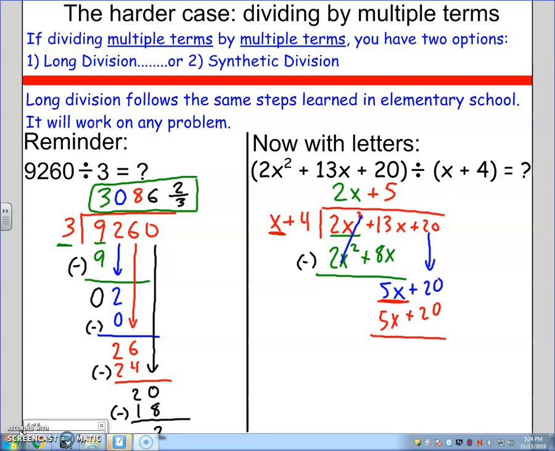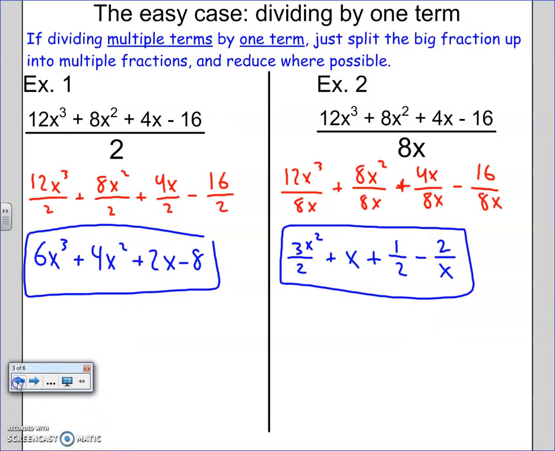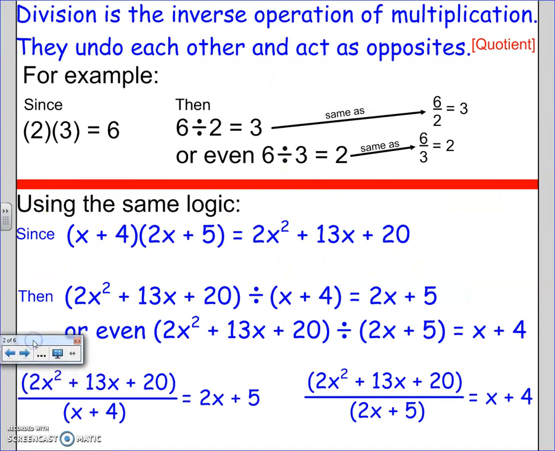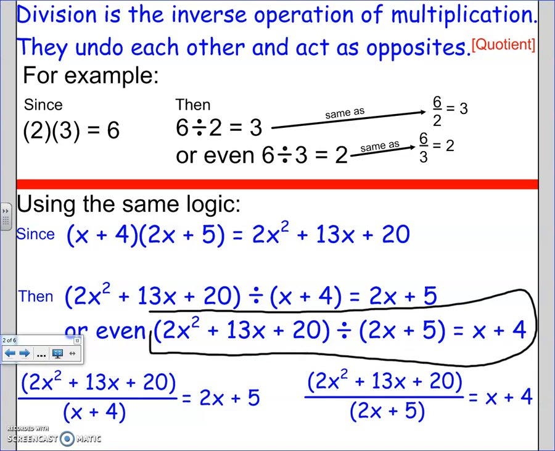Then I do the same process, and they're both positive, so I need to do the opposite. If they're matching, they're going to disappear. All right, 5x minus 5x cancels out to 0. 20 minus 20 is also 0. There's nothing else to bring down, so that 0 is our remainder. If the remainder is 0, you can skip that. So our final answer is 2x plus 5. So we know 2x squared plus 13x plus 20 divided by x plus 4 equals 2x plus 5. All right, so that's how you do long division.